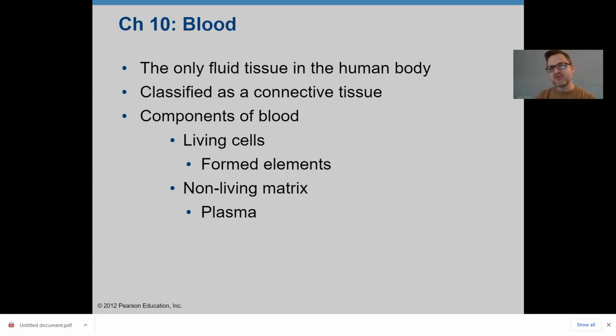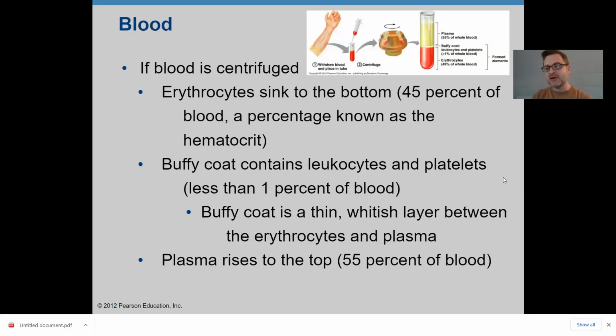As we did in Chapter 3, when we discussed the four different types of body tissues, we discussed that blood is a connective tissue. Blood is the only tissue in the body that is a fluid. The two main components of blood are the cellular portion, living cells, which are called the formed elements, and the non-living matrix, which is sort of like the material that the cells are embedded in. In this case, with blood, it's called plasma. So the fluid part of blood is called plasma. The cellular part of blood is called formed elements. More about that right now.